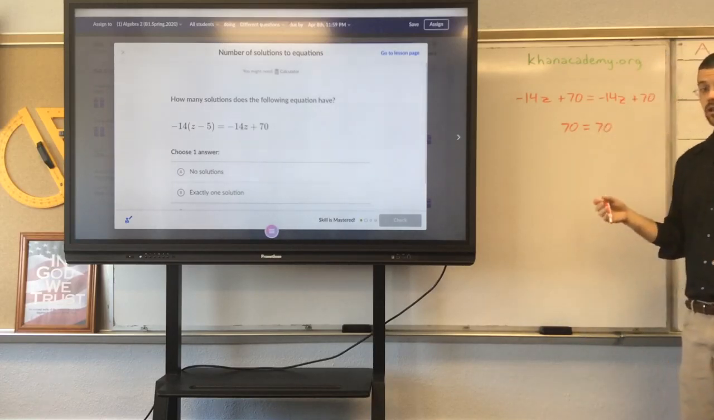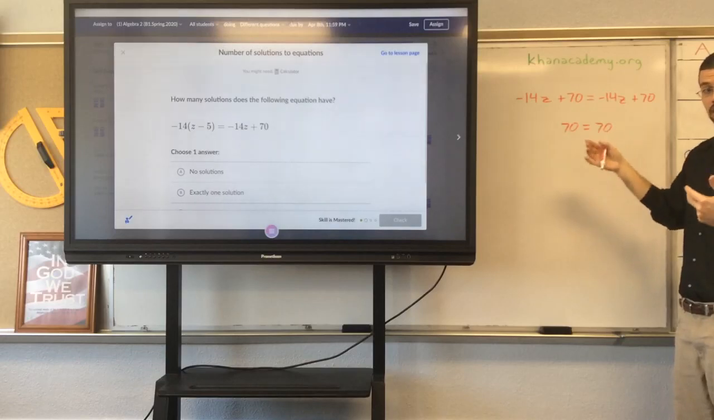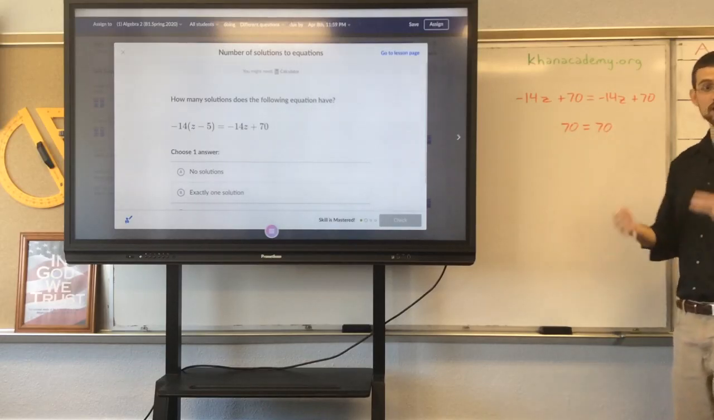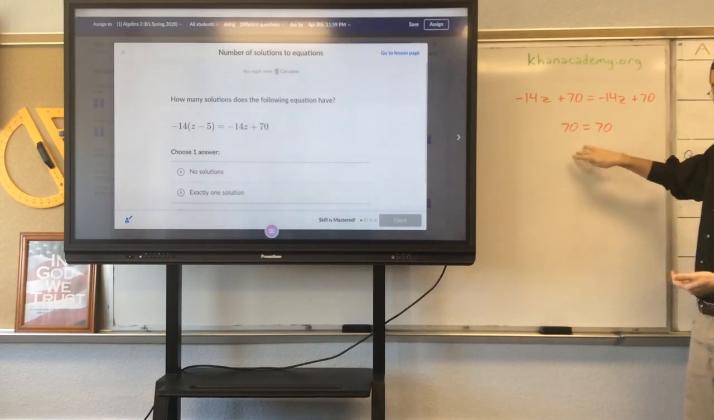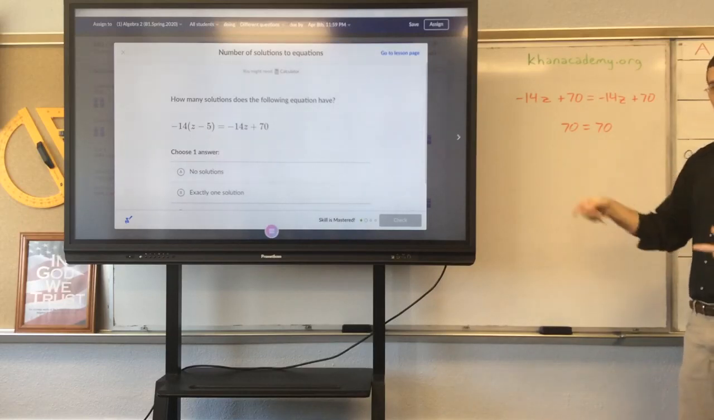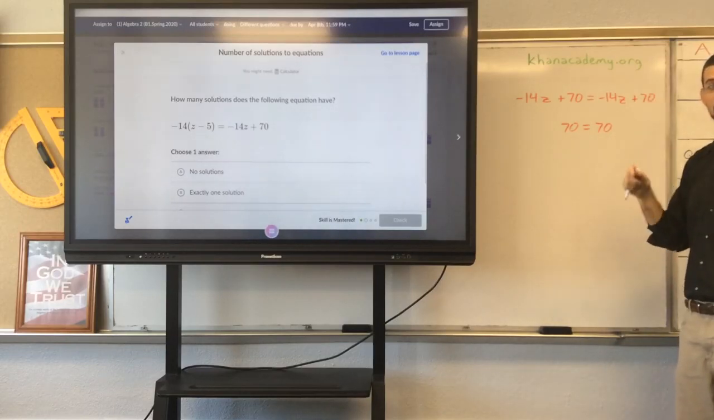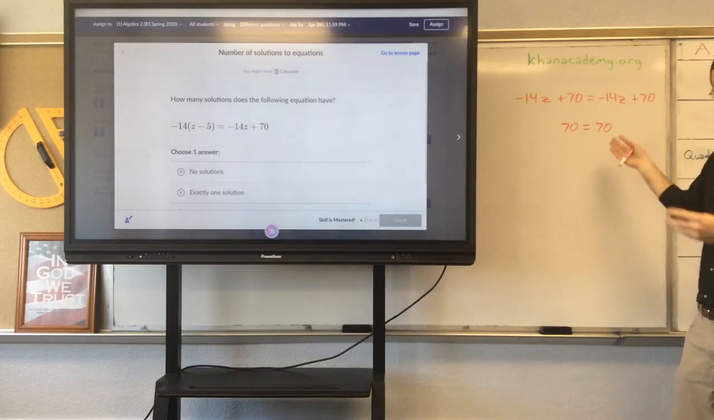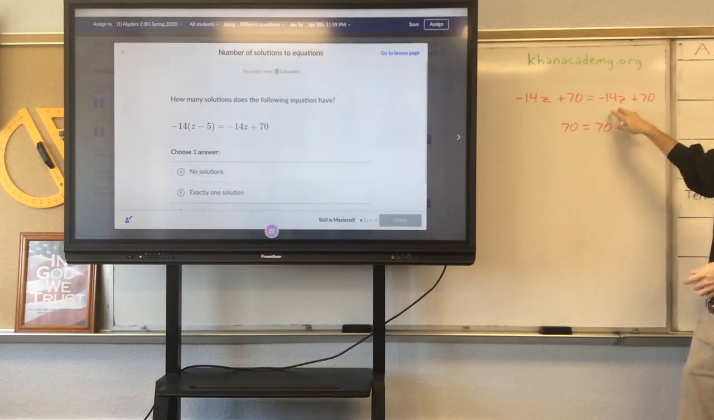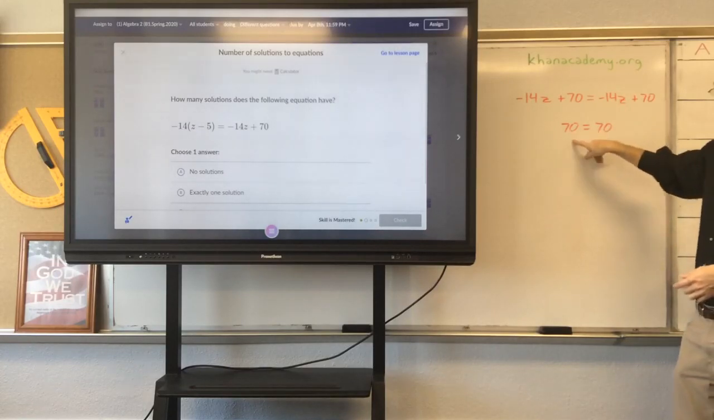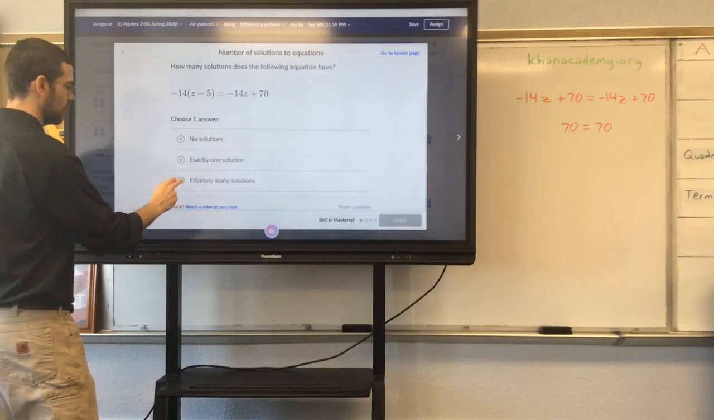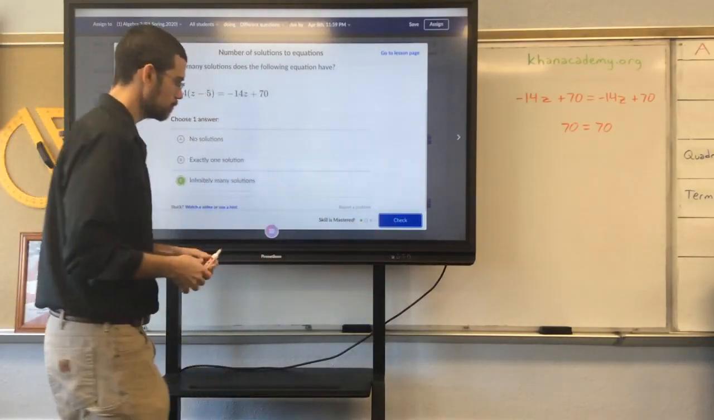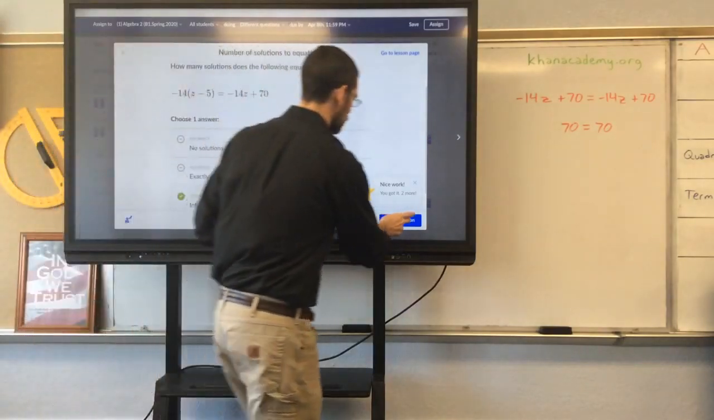Okay, so it doesn't matter what z is, the equation simplifies to 70 equals 70, and that equation is true. So I could put any number in for z, and I'd get a true result. That means that I have an infinite number of solutions. It could be 2, it could be negative 5, it could be 70,000. Any value or number for z is going to give you a correct answer. So every number is a solution. It has an infinite number of solutions. All right, next question.